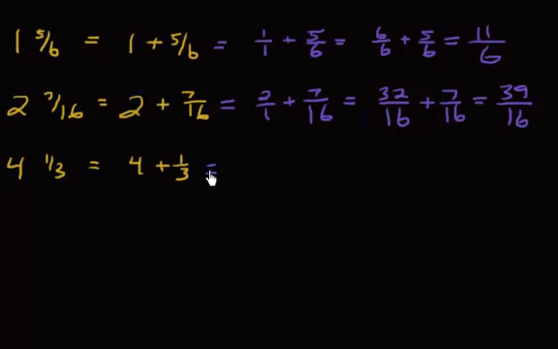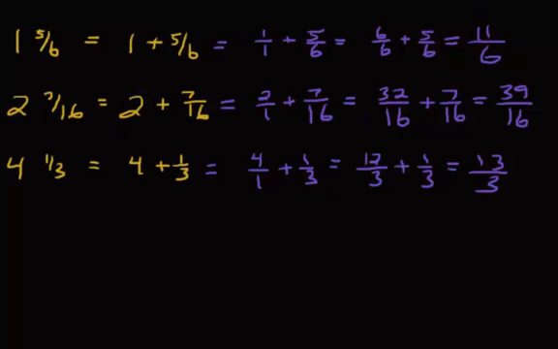And then let's do this one. 4, we can write as 4/1 plus 1/3. The common denominator between 1 and 3 is 3, so we're going to have a denominator of 3 and multiply top and bottom by 3. That's really just going to be 12/3 plus 1/3, and this is going to be 13/3. Now, are you going to have to do all this?